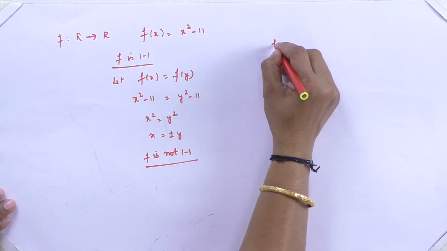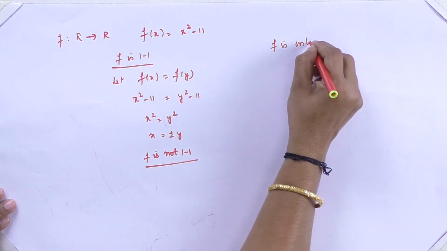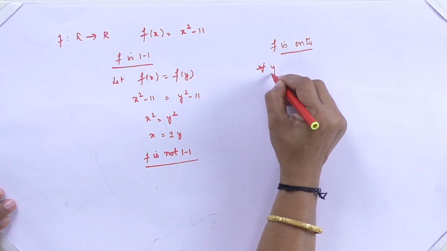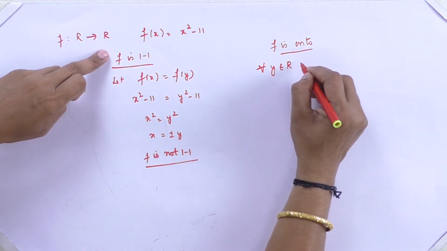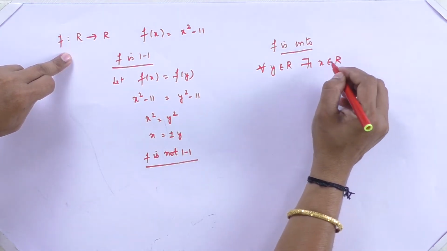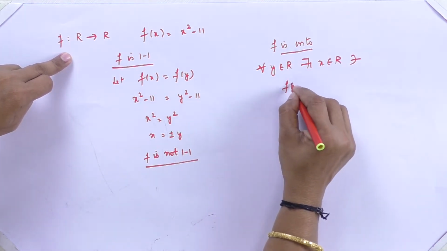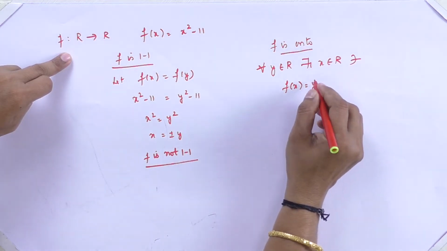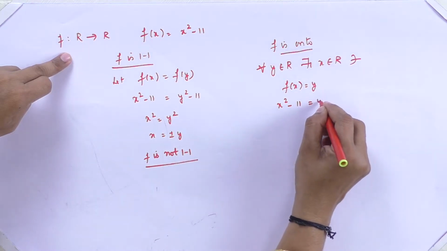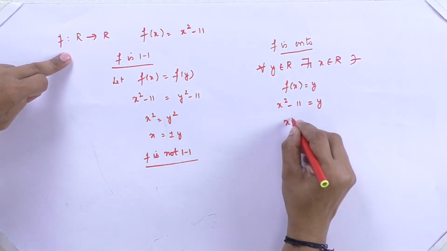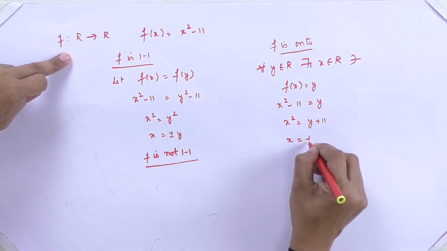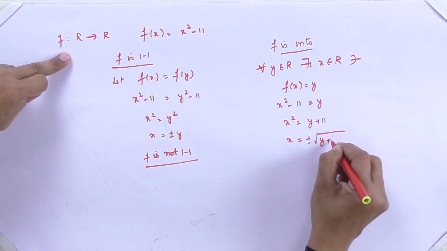And also we will check whether this f is onto or not. How do we check it? For that, we will take: for every y belonging to the codomain set R, there exists an element x belonging to R, which we should prove, such that f of x is equal to y. So, what is our f of x? Our f of x is x square minus 11 is equal to y, or x square is equal to y plus 11. So, x is equal to plus or minus square root of y plus 11.